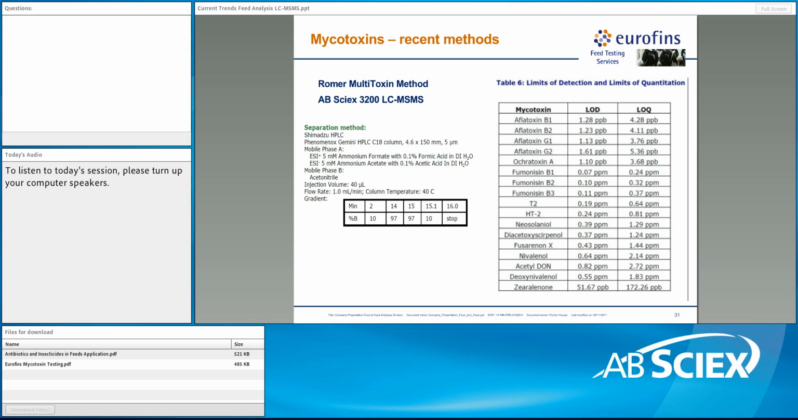The column that is used for analytical separation is a Gemini, which is a very popular column these days, and multiphases are very common for use in these types of applications. And as you can see, all the major mycotoxins are covered with this screen.